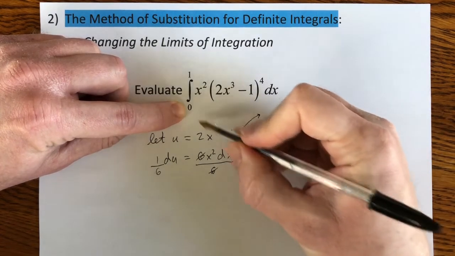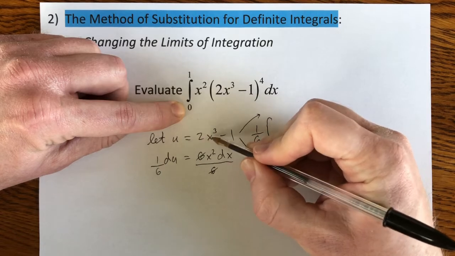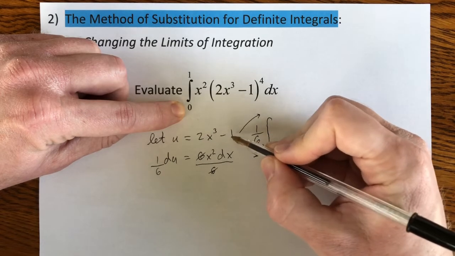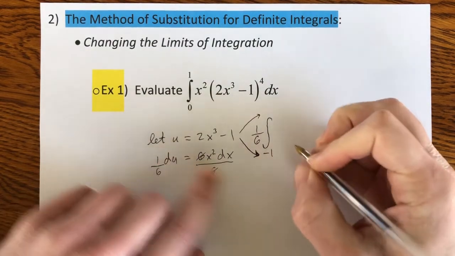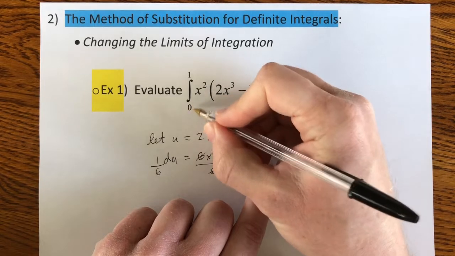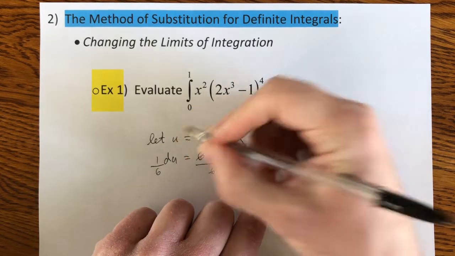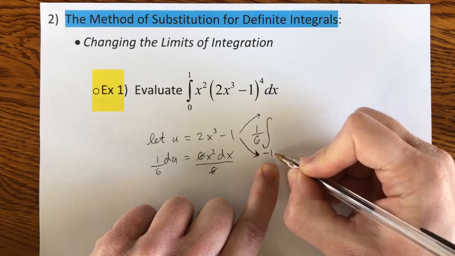So put this 0 into this x. What's 0 cubed? It's 0. 2 times 0 is 0. 0 minus 1 is minus 1. So now u is minus 1. When x was originally 0, you're now going to get u equaling -1, your new lower limit of integration.